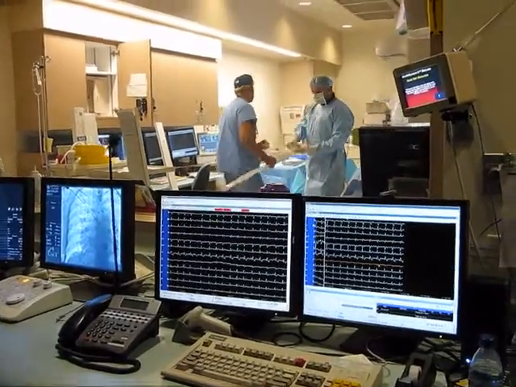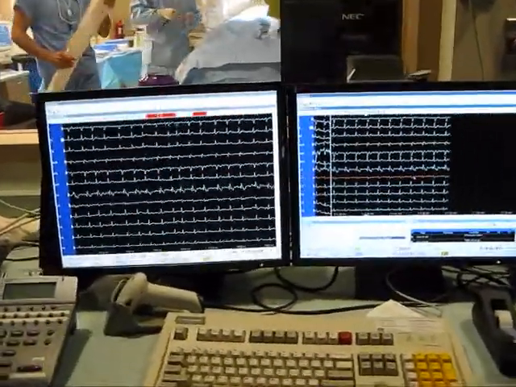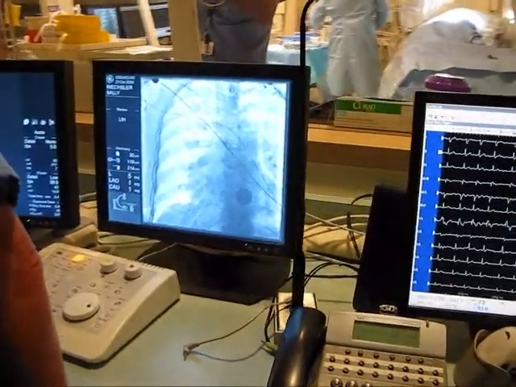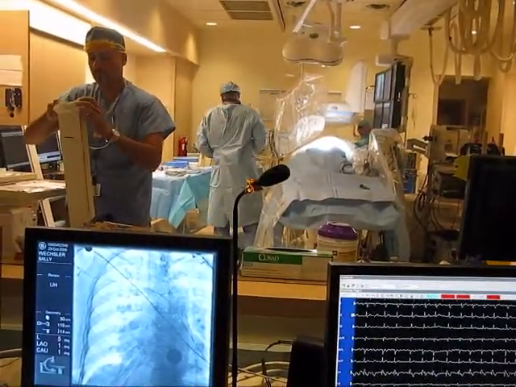This is the control room, and we have a monitor looking at the EKG, fluoroscopy, and the room where we do the procedure.